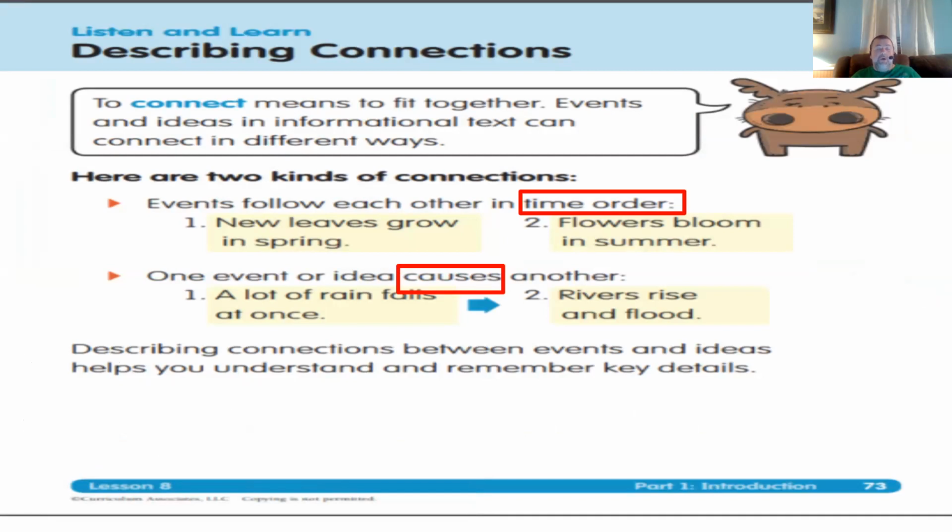First and next are clue words about time order. So and because are clue words about cause and effect. Authors sometimes use clue words to show how they connect events and ideas. If there are no clue words, you have to think about the details provided to figure out the connections. Then you can use clue words on your own to describe the connection between the two events. Let's look at two examples.